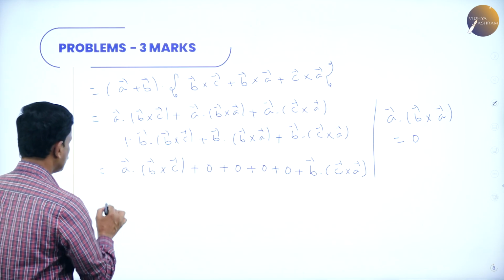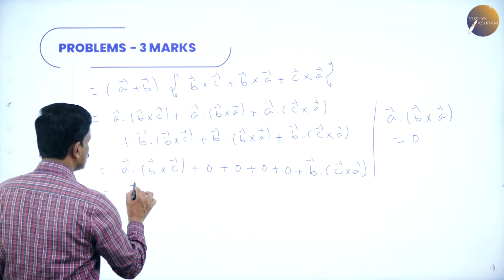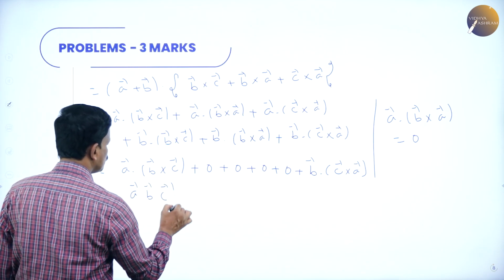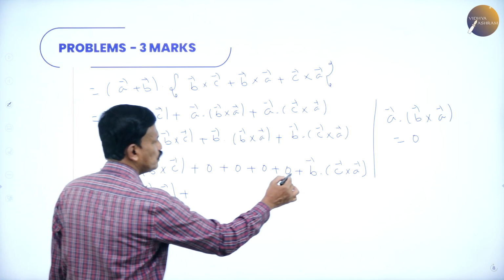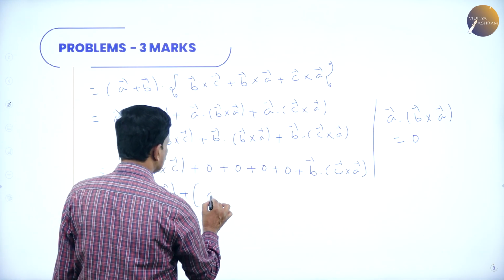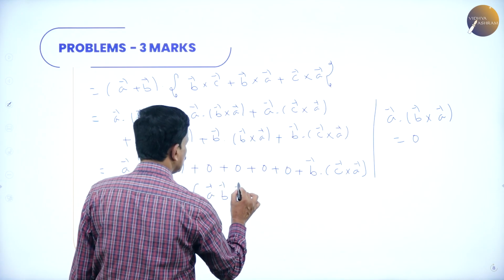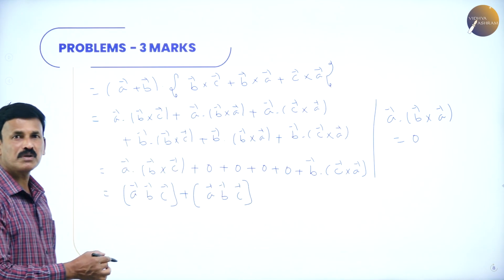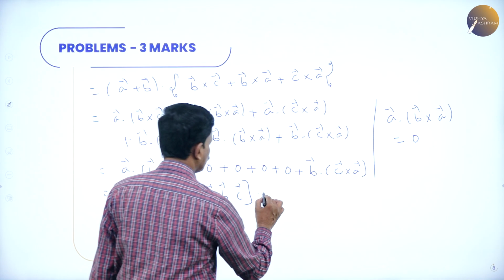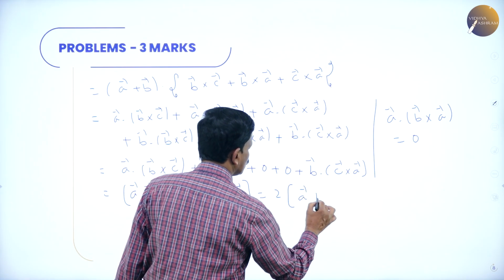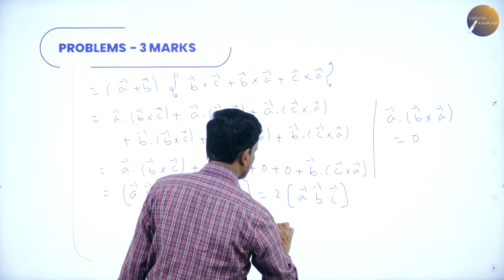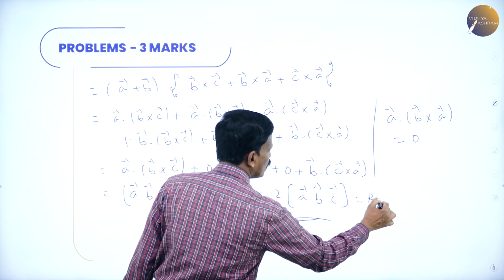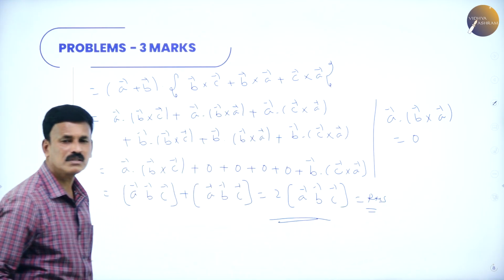Now this can be written as, what is A dot B cross C? This is nothing but the box product of A, B, C, plus again B dot C cross A is again nothing but the box product of the vectors A, B, C. So how many box products are there? 2 box products. So therefore this is equal to 2 times the box product of A, B, C. This is the required RHS. That's it. Very simple.